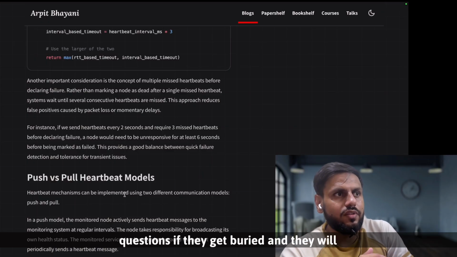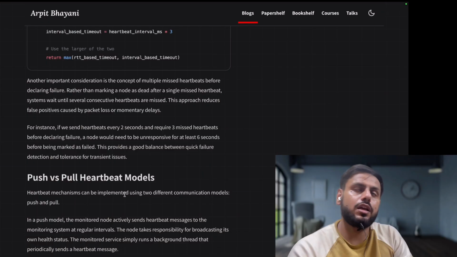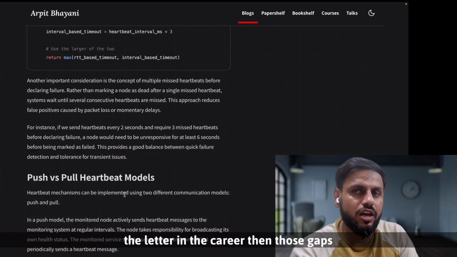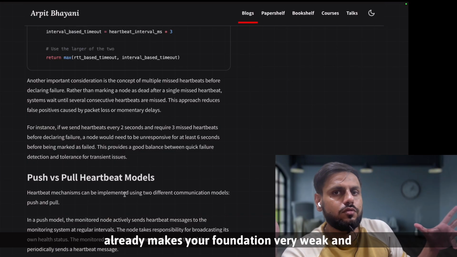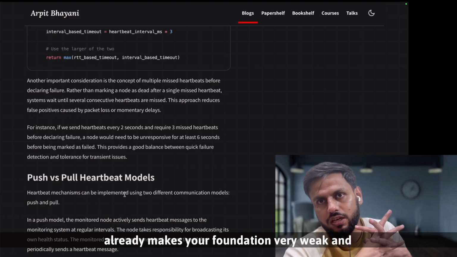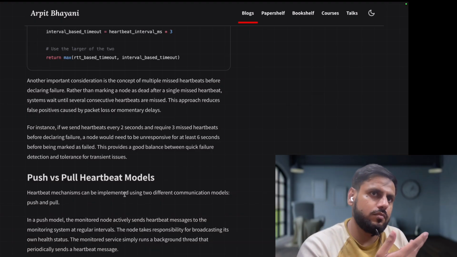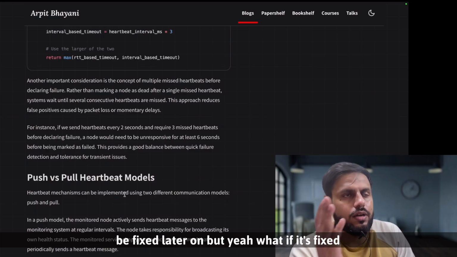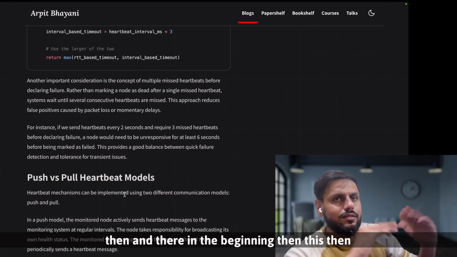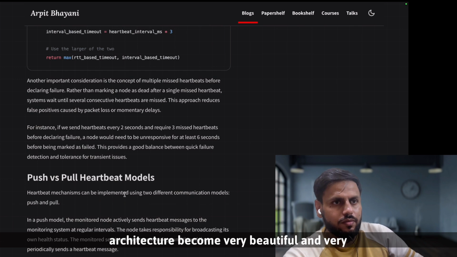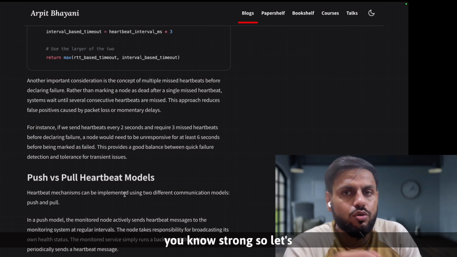And those questions, if they get buried, will pop up later in the career, and those gaps already make your foundation very weak. Yeah, it can be fixed later on, but what if it's fixed then and there in the beginning? Then the architecture becomes very beautiful and very strong.